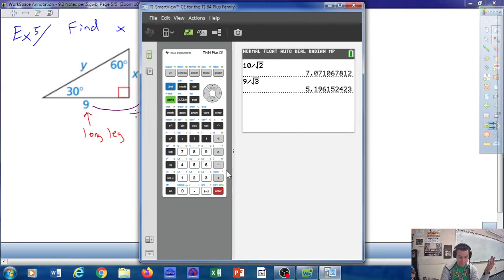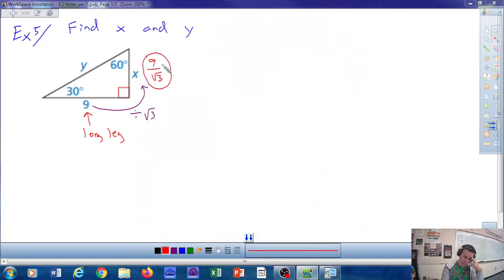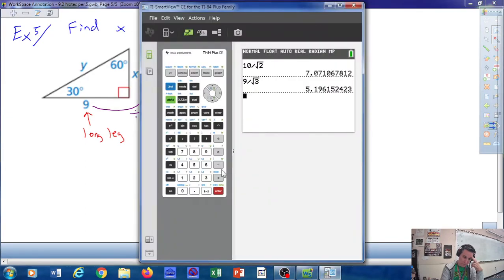Totally fine. You could even simplify it, but I haven't really showed you much how to simplify it. It simplifies to 3 radical 3. Watch, I'll even prove it to you. 3 radical 3. Look at that. That is the same answer. So that's what it simplifies to.